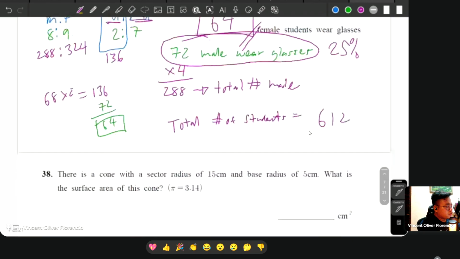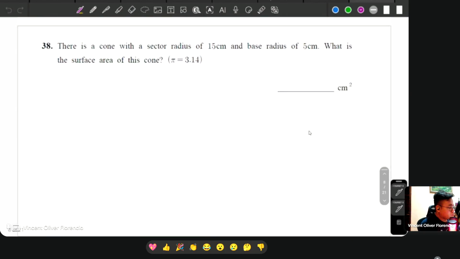Okay, next, please read first the question. By the way, for this one here, I will just write the formula. This is a geometry question. Now, the formula for the surface area of a cone is written as A is equal to pi r times r plus square root of h squared plus r squared. This is like Pythagorean. Okay?